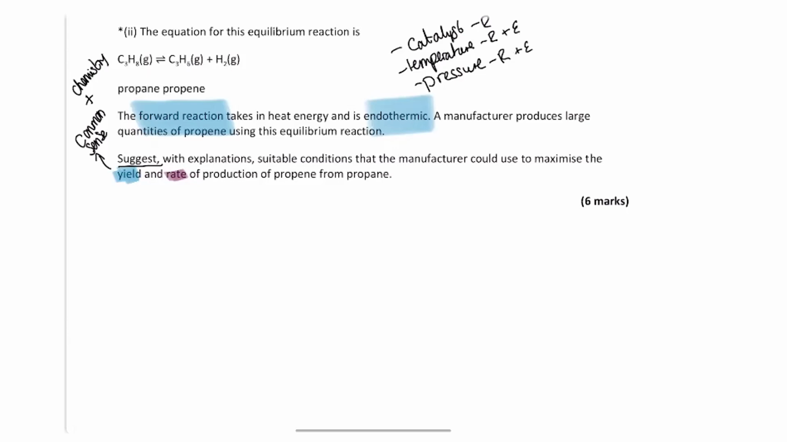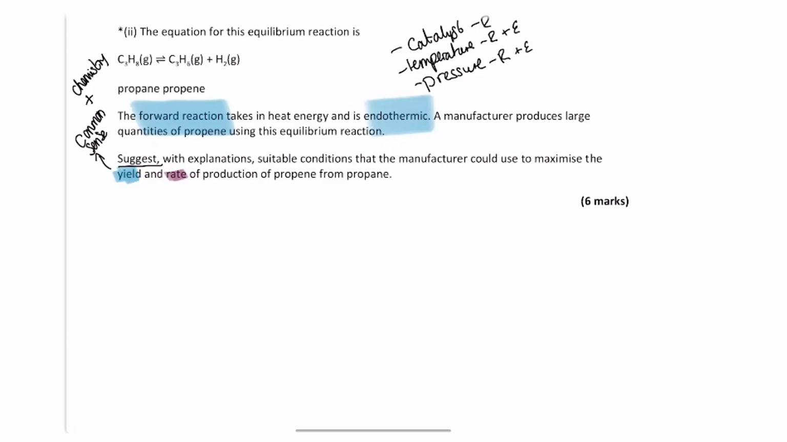It's only going to be the temperature and pressure that affects equilibrium, which is why lots of people will write this and will potentially forget about a catalyst being something that will affect the rate. But it is really important because they have mentioned rate in here.